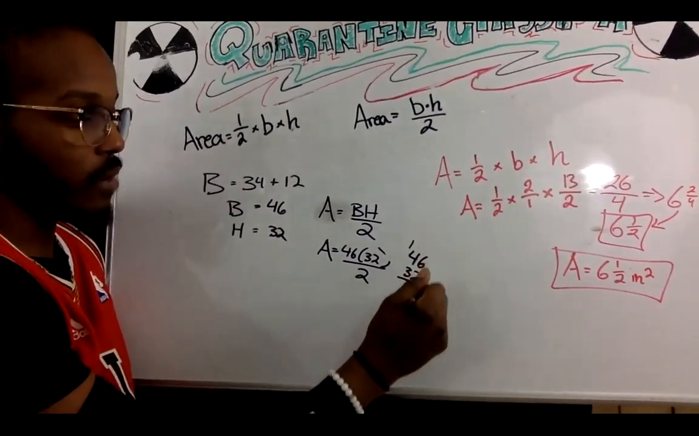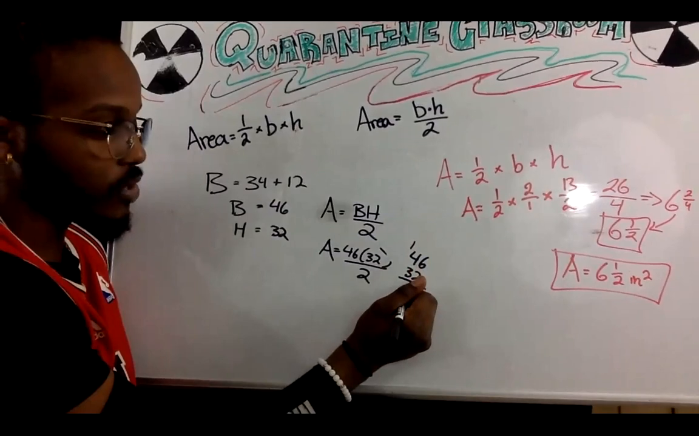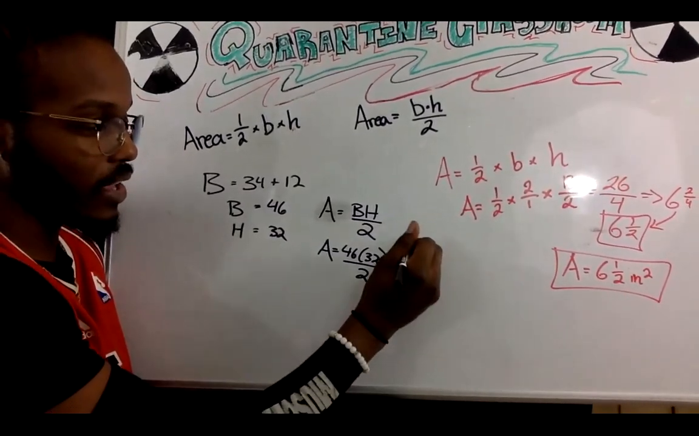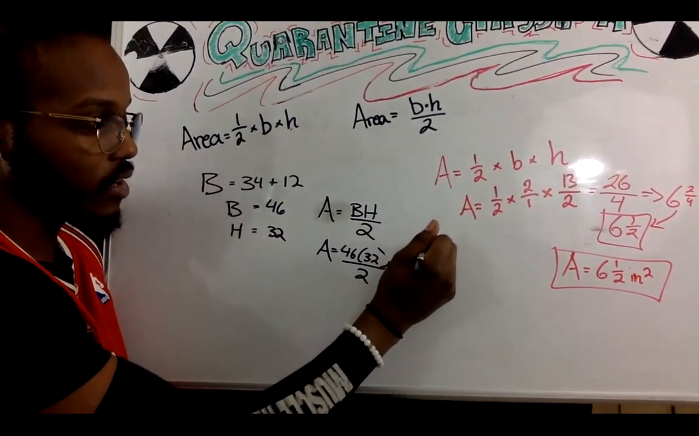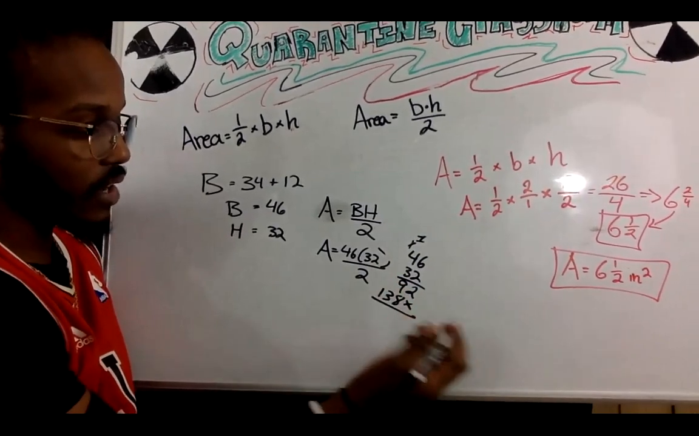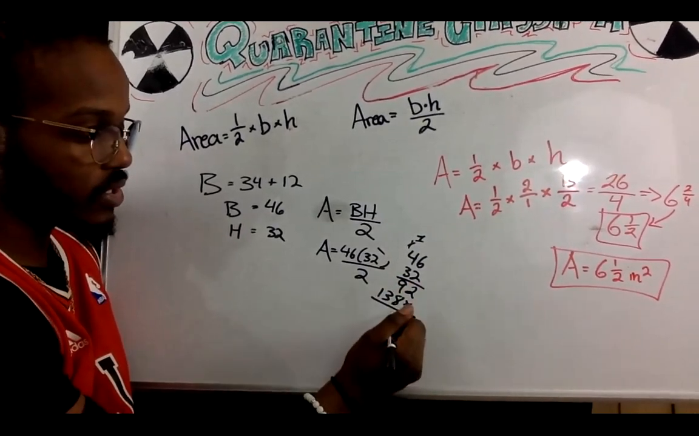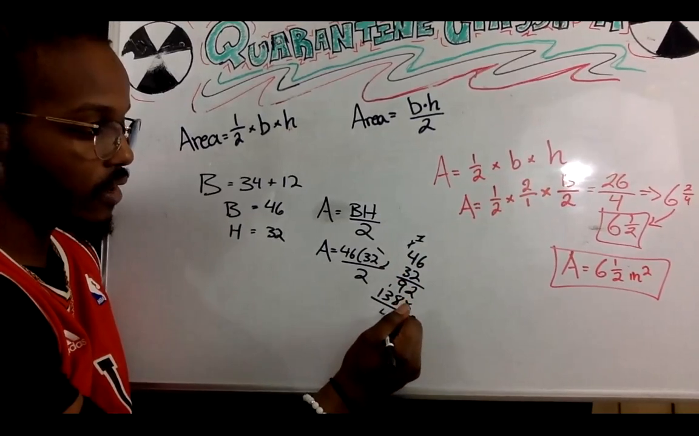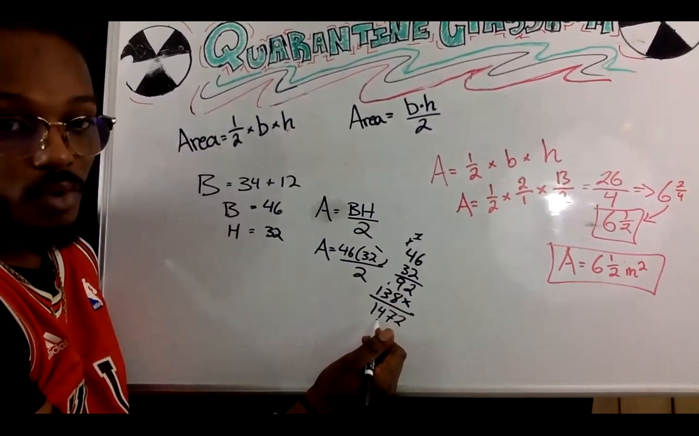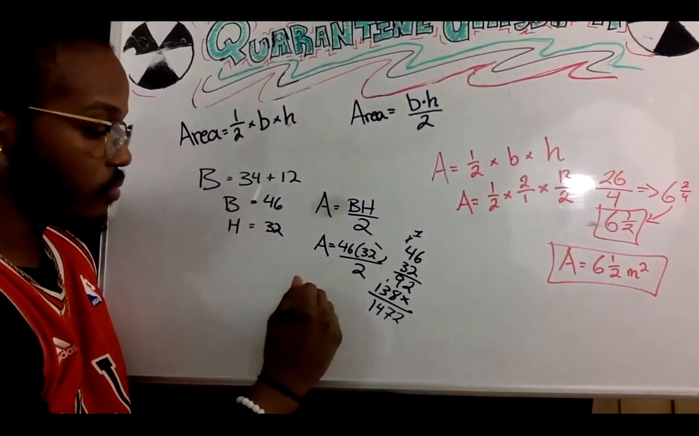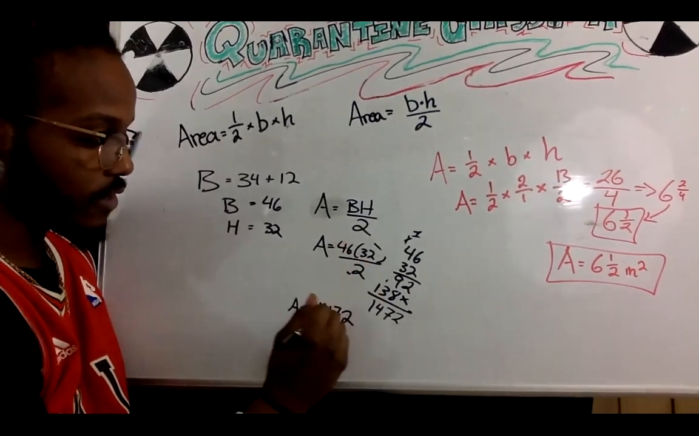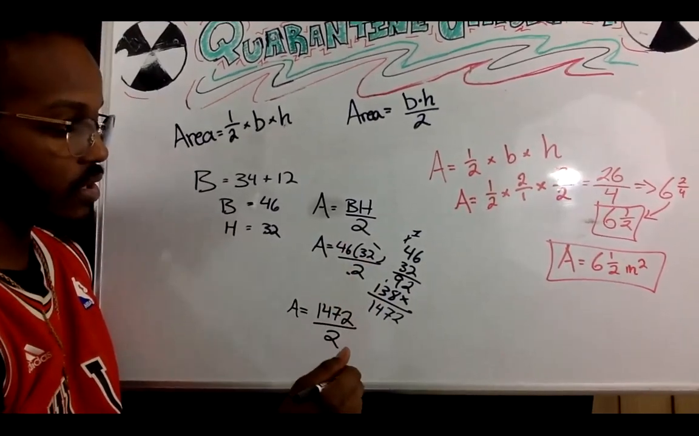6 times 2 is 12. Drop my 2, carry my 1. 2 times 4 is 8. Plus 1 is 9. Placeholder. 3 times 6 is 18. Drop my 8, carry my 1 again. 3 times 4 is 12. Plus 1 is 13. And now that we have it together, we're going to add it all up. 2, 17, carry my 1. So what we have is 1,472.